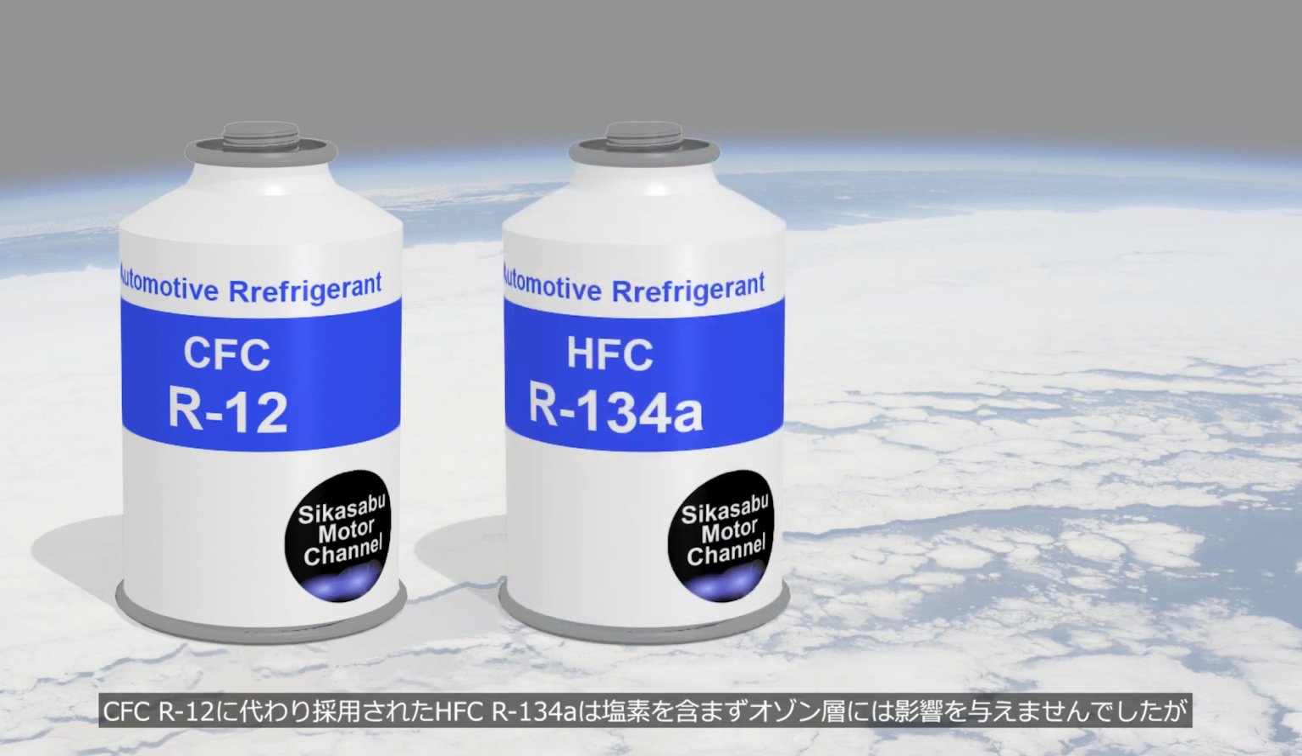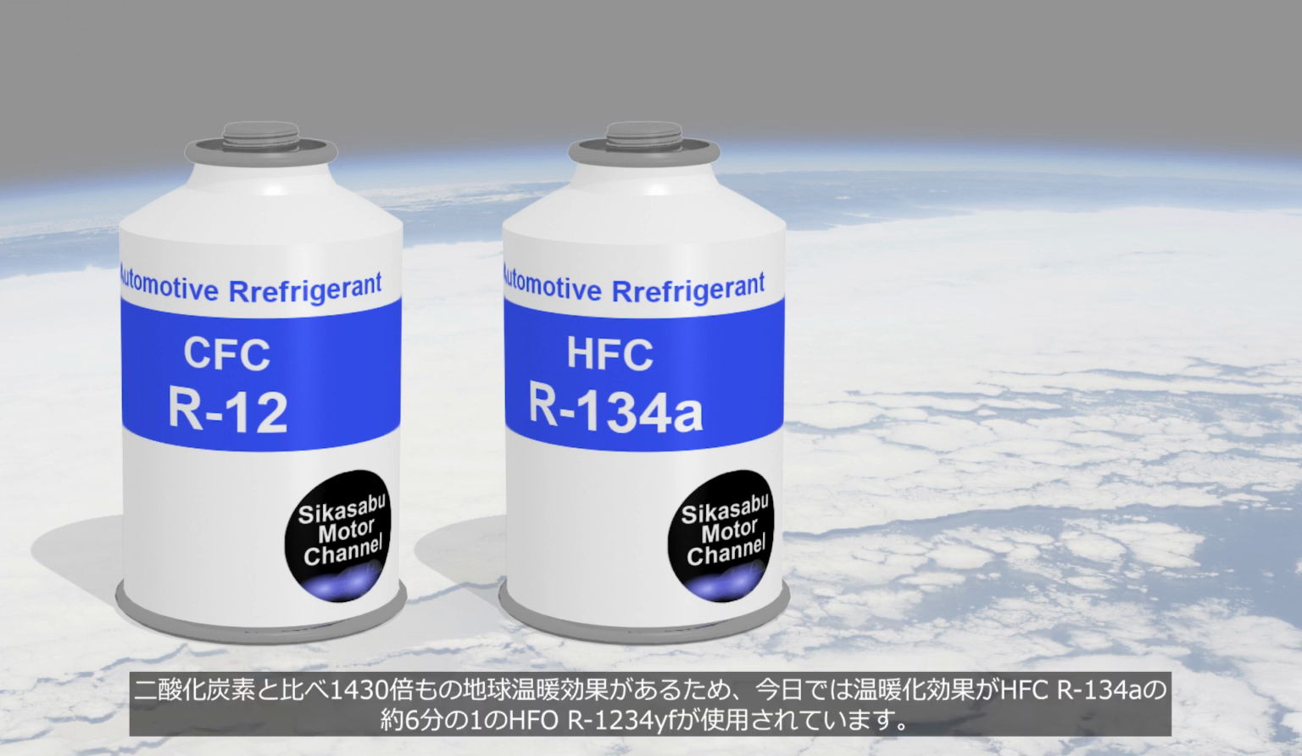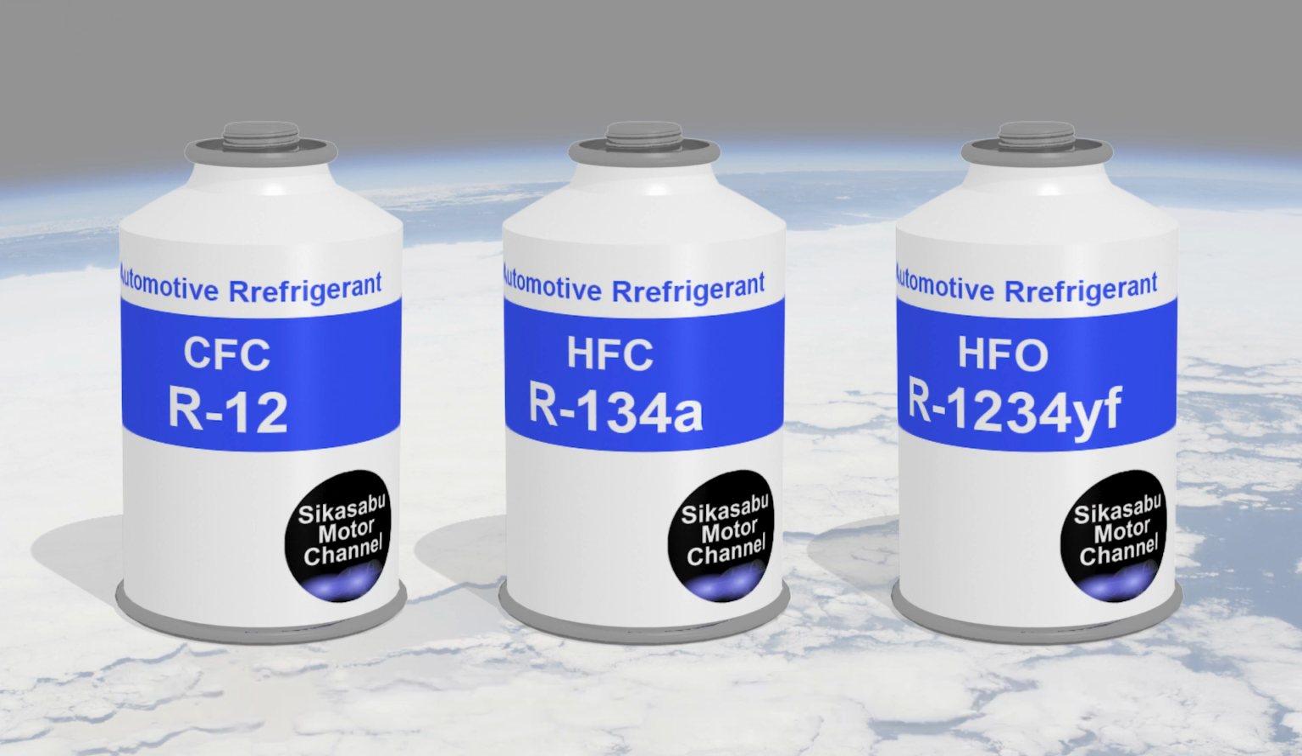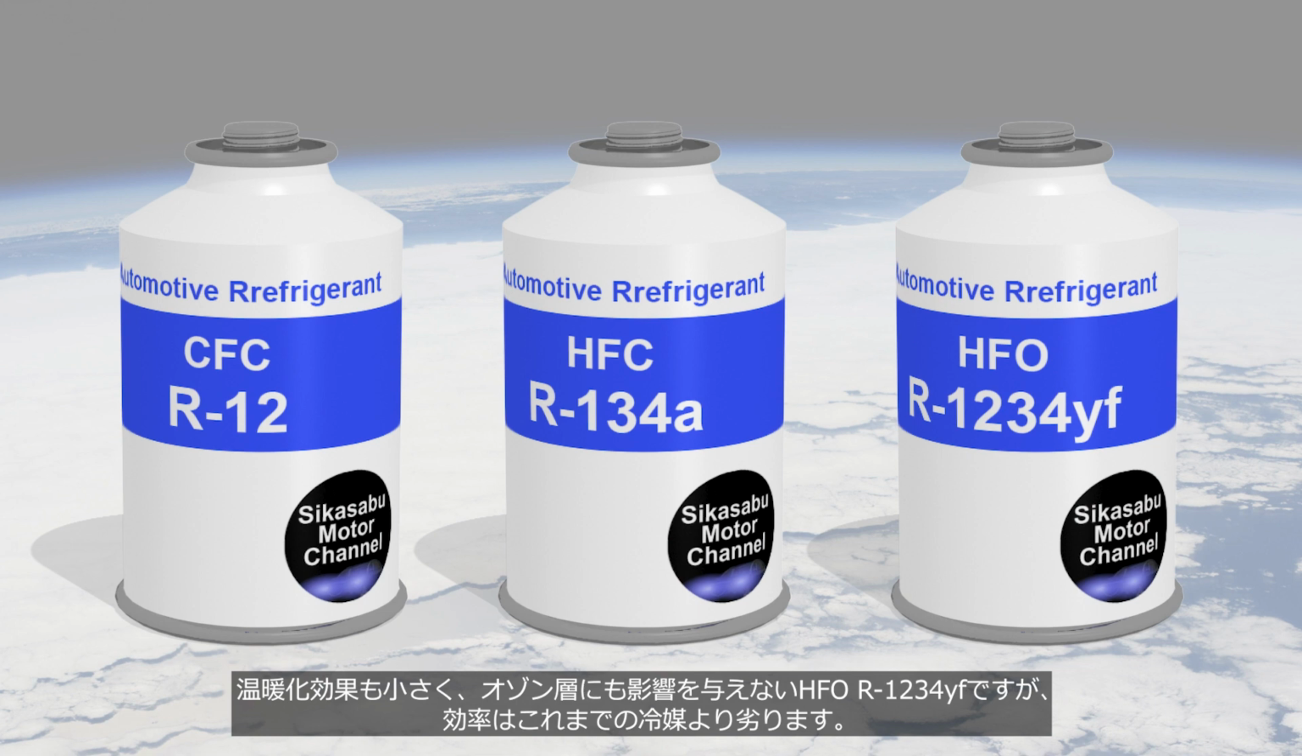HFC R134A, adopted as a replacement for CFC R12, did not contain chlorine and therefore did not impact the ozone layer. However, due to its high global warming potential, approximately 1,430 times that of carbon dioxide, there has been a shift to HFO R1234YF, which has a warming effect about 6 times less than that of HFC R134A. HFO R1234YF, which has a minimal impact on both global warming and the ozone layer, exhibits lower efficiency compared to traditional refrigerants.